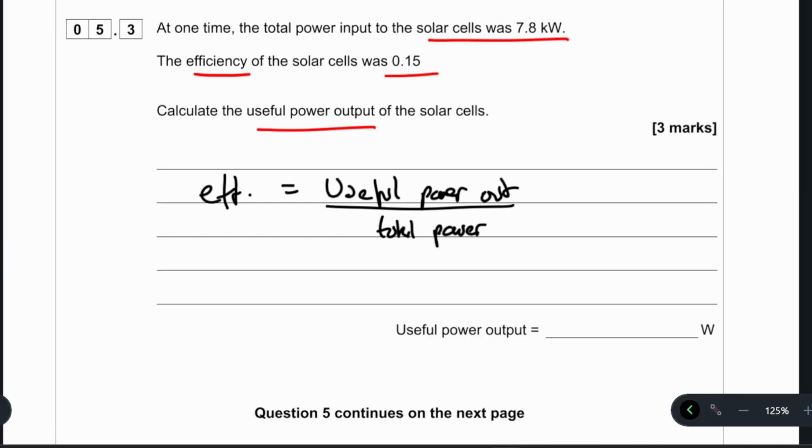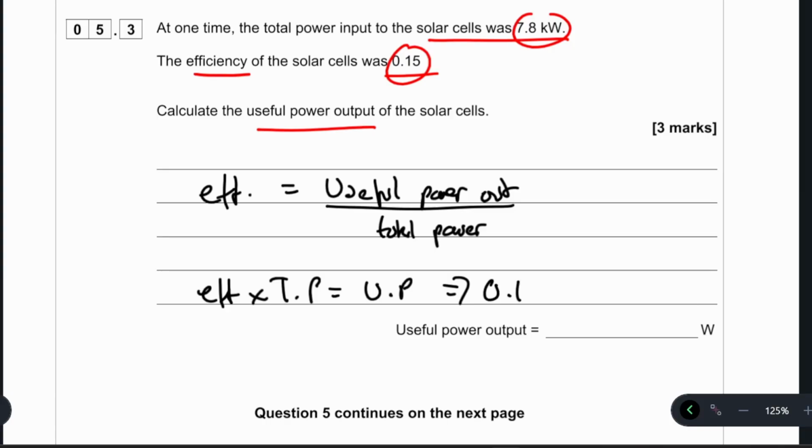I'm actually given the efficiency and the total power, 7.8 and 0.15. And we want to calculate the useful power out. So we need to rearrange this equation. So efficiency multiplied by the total power is going to be equal to the useful power. And so we can just plug in our numbers now.